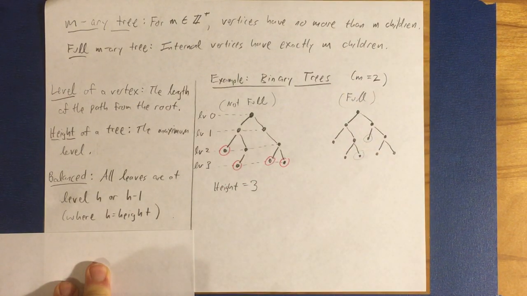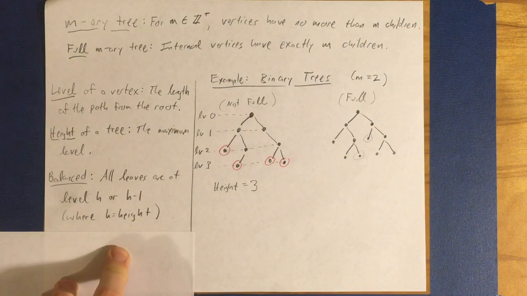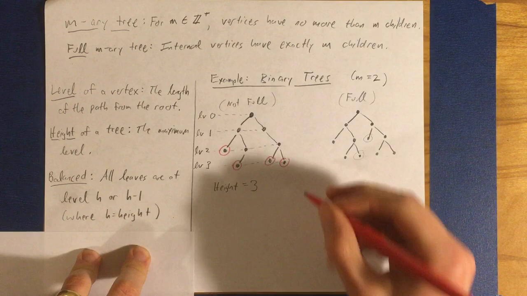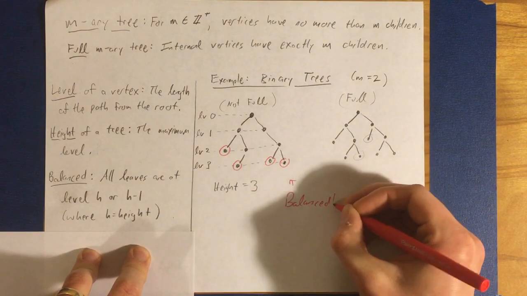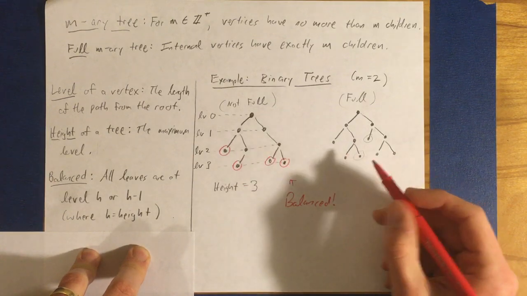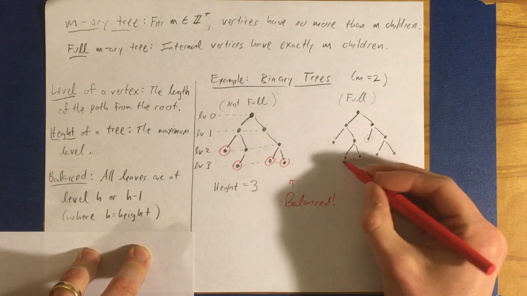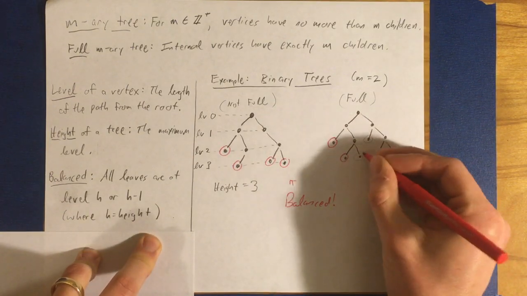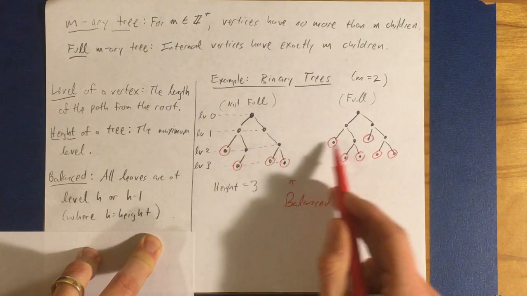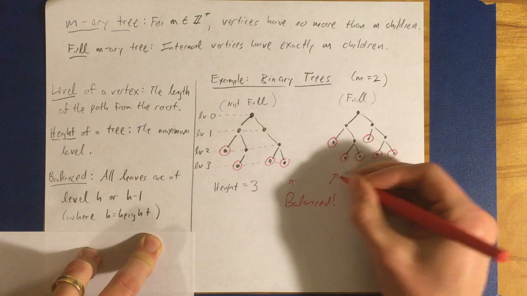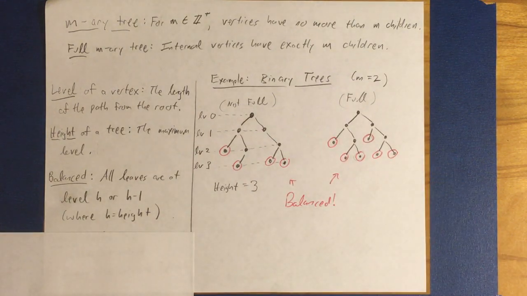Our leaves are all at level 2 or level 3. Height is 3, so this is balanced. If I look at the graph on the right and circle its leaves, it has more of them, but they're still at level 2 or level 3, so that one is also balanced.